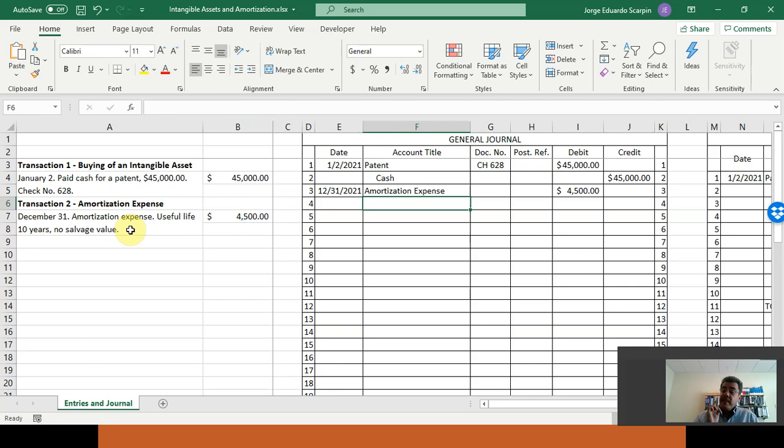That is the biggest difference between amortization and depreciation. On depreciation, we credit accumulated depreciation. In amortization, we have no accumulated amortization. We credit the asset. So we credit patent $4,500. Okay, so we have no accumulated amortization. Okay, so we credit the intangible assets.